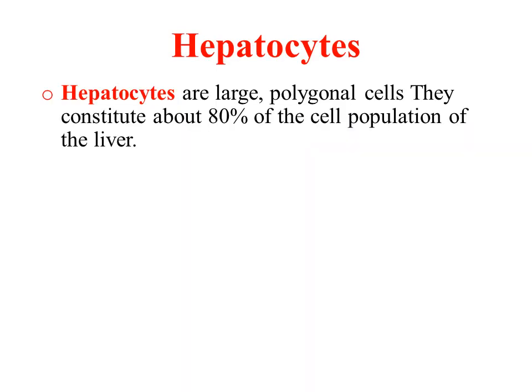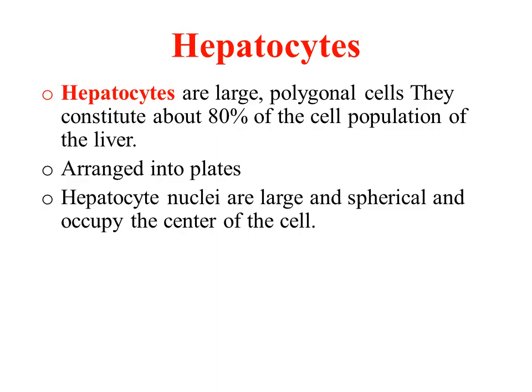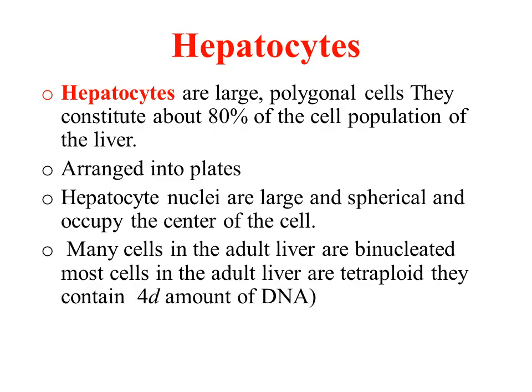Hepatocytes. Hepatocytes are the liver cells, the large polygonal cells. They constitute about 80% of the cell population of the liver, arranged into plates. Hepatocyte nuclei are large and spherical, and occupy the central position of the cells. Many cells in the adult liver are binucleated, and most cells in the adult liver are tetraploid, containing 4 sets of DNA.